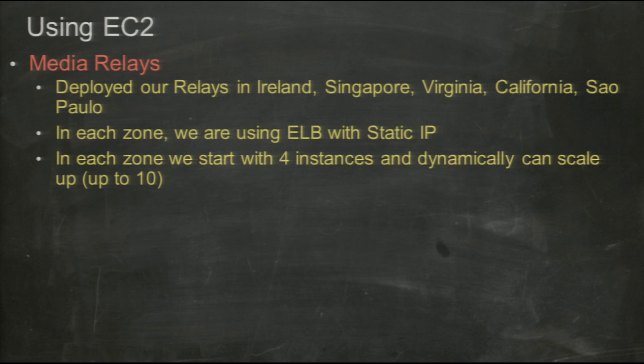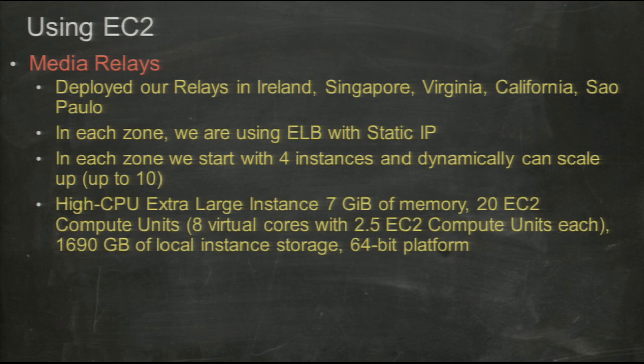In each zone, we usually start with 4 instances, and we can dynamically scale them. Usually not more than 10, although there's no specific reason why we could not do that. But right now, in terms of our performance and needs, we don't need more than that. The reason is that we are using some of the heavy images that Amazon can offer. We really need the intensive CPU usage, so we are using the extra large instance in each of those zones.